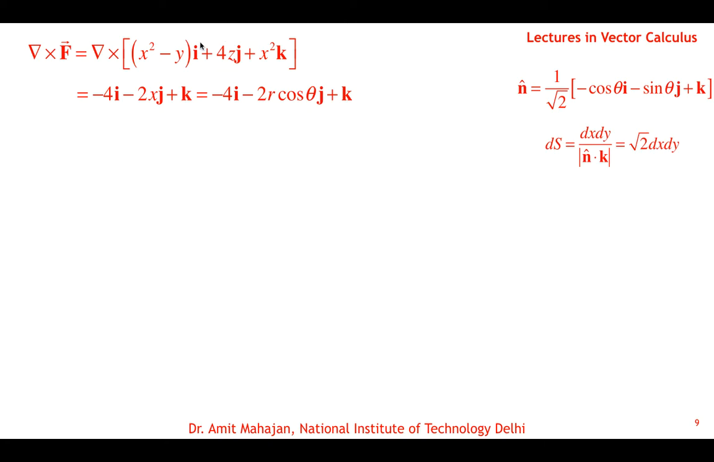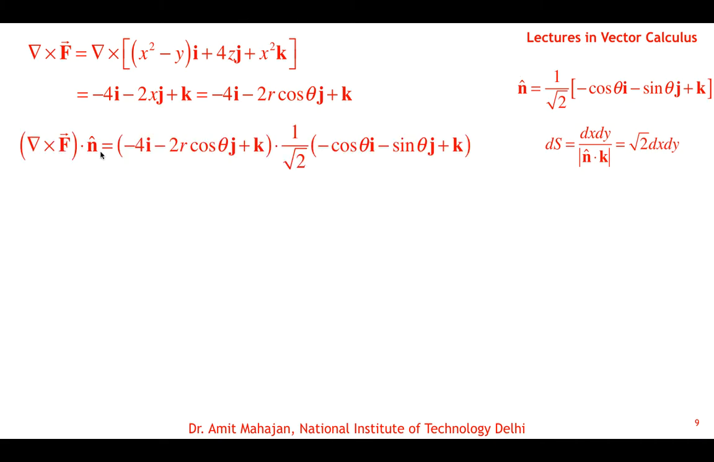Then minus j times the x derivative of this, which is 2x, so minus 2xj, with the z derivative, negative sign z derivative of the first component, which is 0, and plus k cap times the x derivative of 4z, which is 0, minus the y derivative of this, which is minus 1, so minus into minus 1 plus 1k. Okay, and in the parametric form, x was r cos theta, so immediately we can rewrite this. Okay, and n cap we have, so we can calculate curl of F dot n.